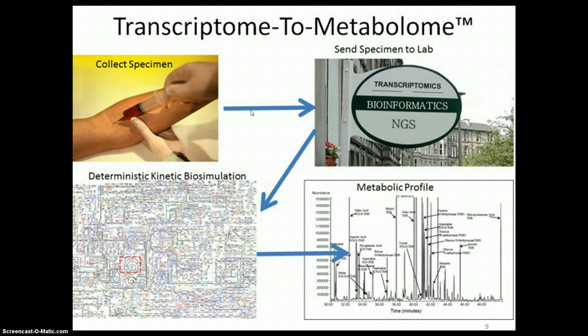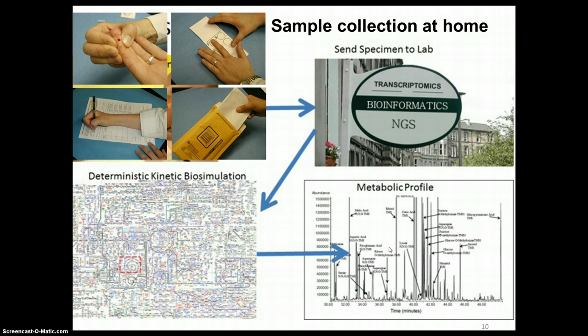You can't always wait until people die to do these determinations on postmortem tissue. So the idea is to collect some blood, do the transcriptome, send it off to the lab, right? And then we do the biosimulation, tracking the biomarkers, and then do the metabolic profile or whatever data goes to the clinician for clinical decision making. So medically actionable outcomes are what we're focused on.